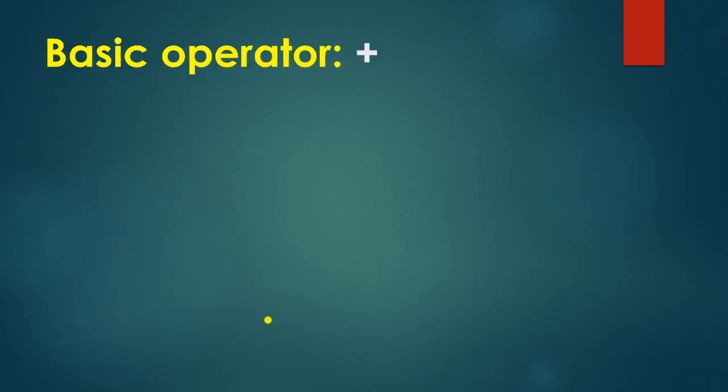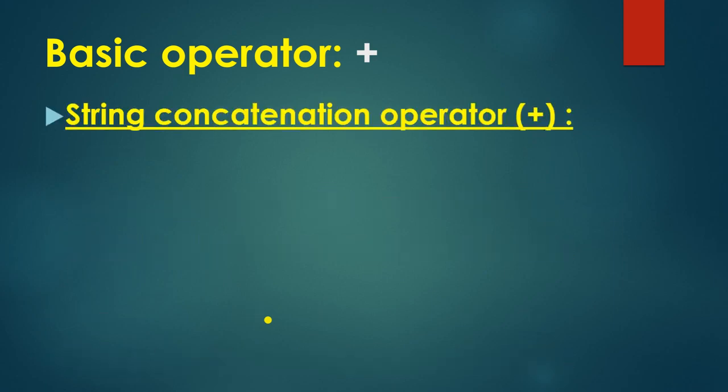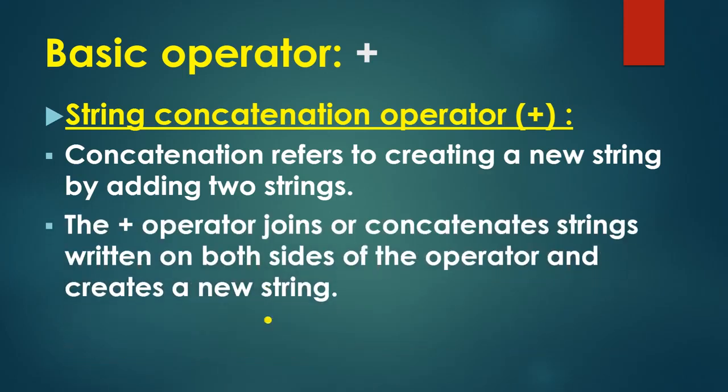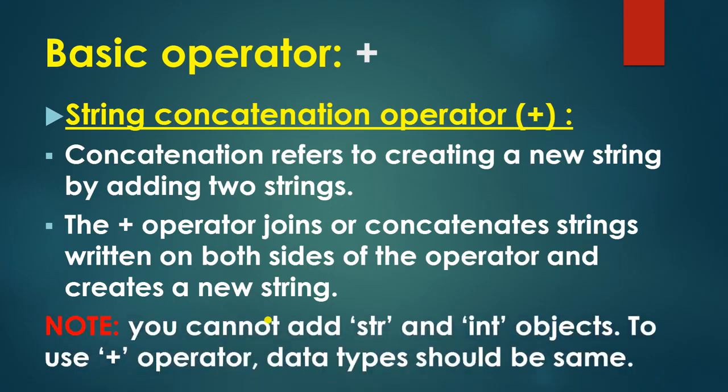The first one is the basic operator plus, which is concatenation. The string concatenation operator: concatenation refers to creating a new string by adding two strings. The plus operator joins or concatenates the strings written on both sides of the operator and creates a new string. You cannot add str and int objects using the plus operator; the data type should be the same.